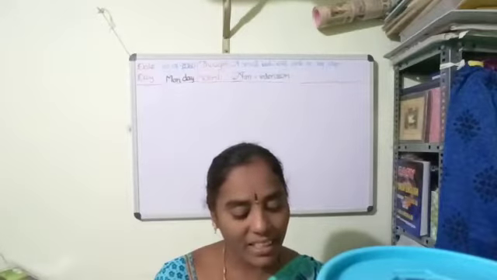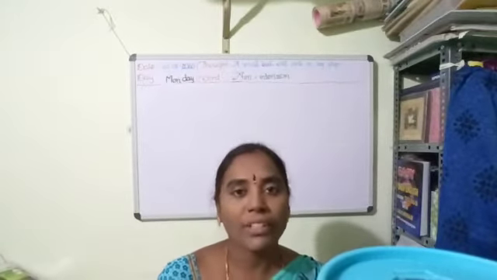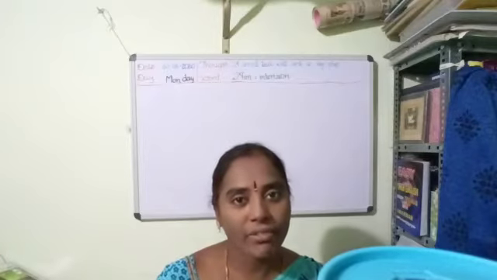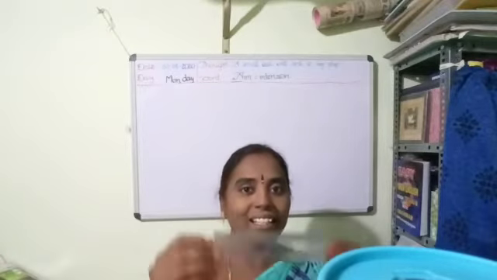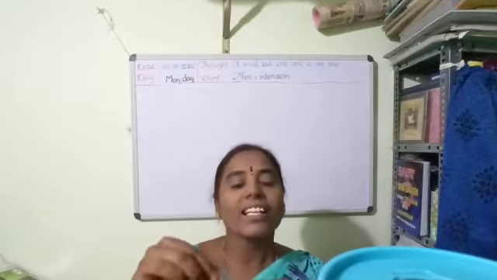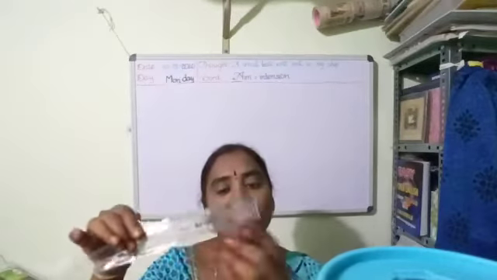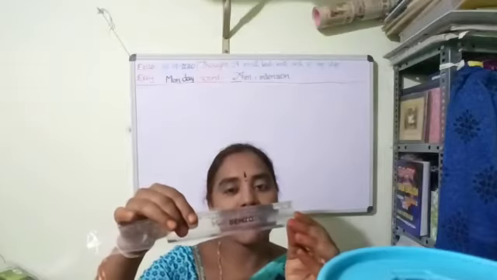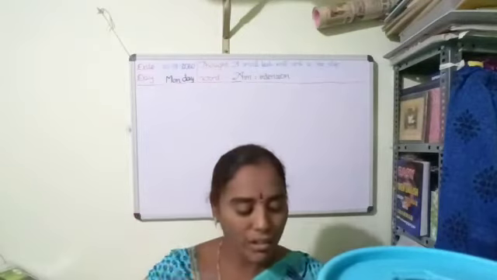Okay children, now I'll show some objects for you. You have to identify those objects. See here, what is this one? See, this is a scale. What is this one? This is a scale and we call it a ruler also.